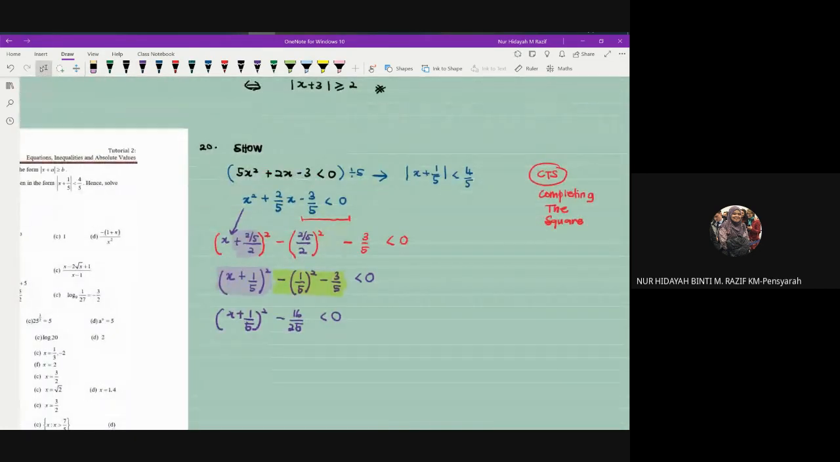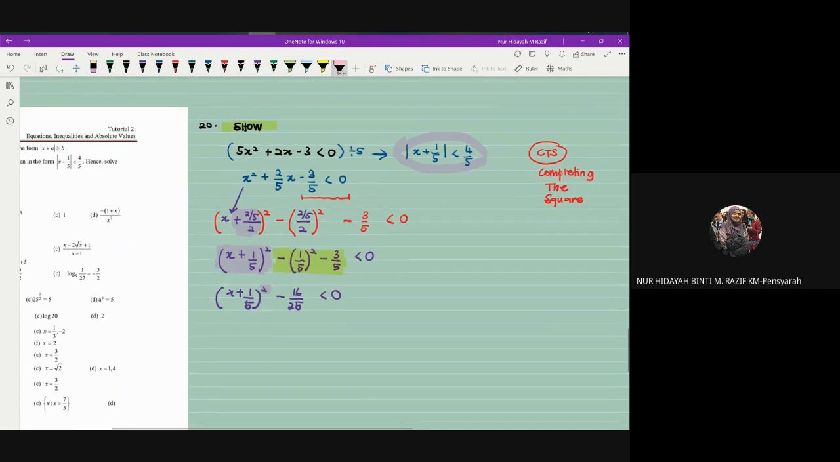Kita punya matlamat, objektif kita adalah, jawapan kita adalah bentuk ni. Ini matlamat kita sebab dia guna perkataan show. So this is your answer. Macam mana kita nak tulis jawapan kita bentuknya seperti itu. Yang ni you kena fikir sikit, cuba bayangkan. Saya ada kuasa 2. Kat dalam ni dah betul dah, x tambah 1/5. Saya ada kuasa 2. Macam mana nak hilangkan kuasa 2 tu?